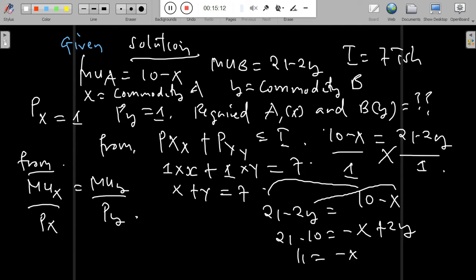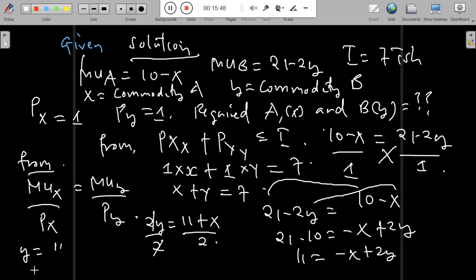We have decided to make y the subject so as to plug it into the budget constraint to obtain the real values of x and y. So it will be 21 minus 10 is 11, which is equal to negative x plus 2y. So this will give you 2y is equal to 11 plus x. Divide by 2 both sides, so this will give you y is equal to 5.5 when we take 11 divided by 2.